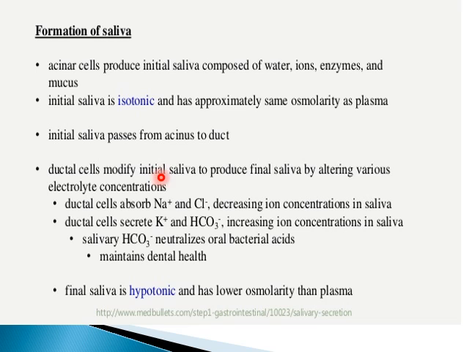Ductal cells modify initial saliva to produce final saliva by altering various electrolyte concentrations. Ductal cells absorb sodium and chloride, decreasing ion concentration in saliva. Ductal cells secrete potassium and HCO3, increasing ion concentration in saliva. Salivary HCO3 neutralizes oral bacterial acid and maintains dental health. Final saliva is hypotonic and has lower osmolarity than plasma.